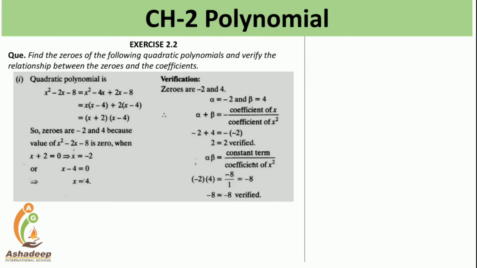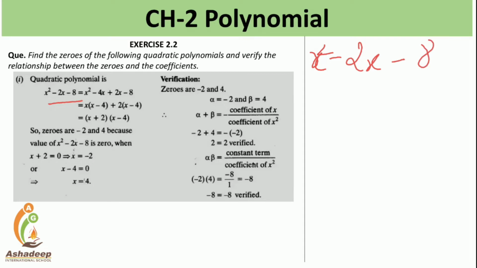Okay, let's move ahead. So here the first question is to find out the zeros. So first we have to find out the zeros of the following quadratic polynomials and verify the relationship between the zeros and the coefficients, right? So we already solved some examples in the previous lecture, right? So here we start solving this. The first question is x square minus 2x minus 8.